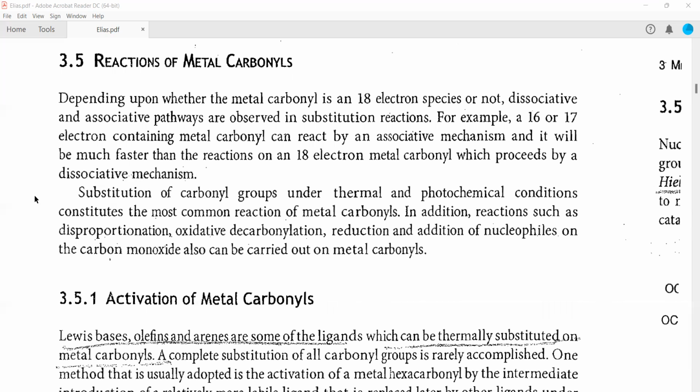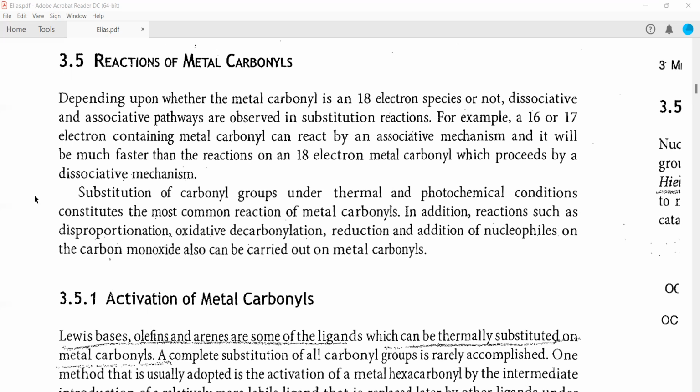Depending upon whether the metal carbonyl is an 18 electron species or not, dissociative or associative pathways are observed in substitution reactions. For example, a 16 or 17 electron metal carbonyl can react by an associative mechanism, because in a 16 or 17 electron metal complex you already have a vacancy. So for such metal carbonyls, the reaction can go via an associative pathway.